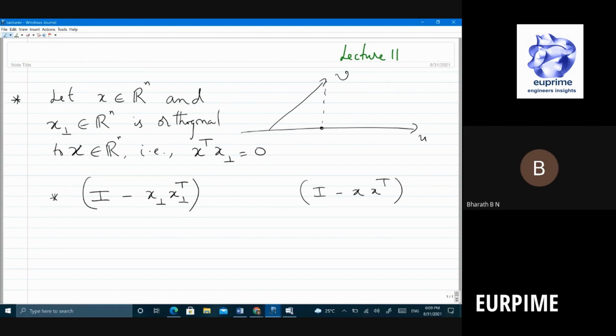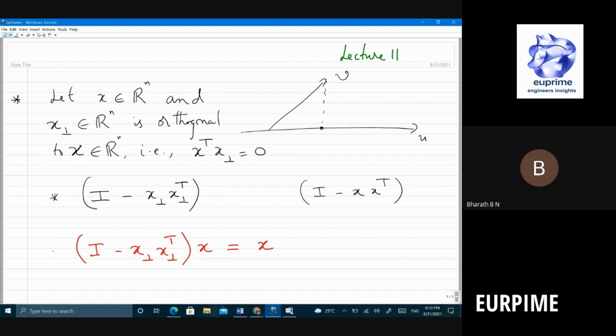Let's look at this, right? So I'll do one thing. Okay, so I'll take I minus X perp X perp transpose and multiply by X. What do I get? What is X perp transpose X? 0, right? It's inner product of orthogonal vectors. So the second term will be 0. What will be the first term? X itself. That means if you look at this matrix, you take this matrix, multiply by X, you get the vector itself, right? That's a nice property to have, right?